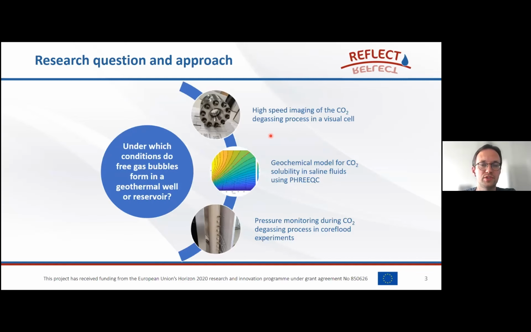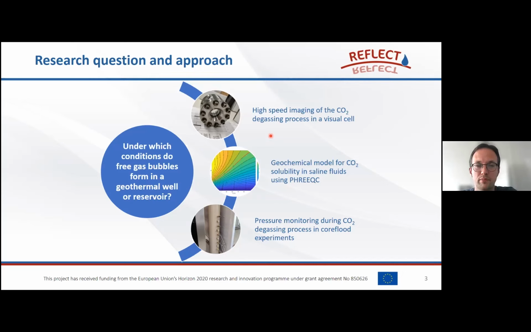So how do we go about studying this? That brings us to my research question and our approach. We want to look at the conditions under which these free gas bubbles form either in a geothermal well or a reservoir. And we're doing this using two sets of experiments. First of all, we have a set of degassing experiments in a visual cell where we depressurize water that is saturated with CO2. I should mention that in this presentation, I will mostly be talking about CO2 degassing, as it's one of the more common dissolved gases.